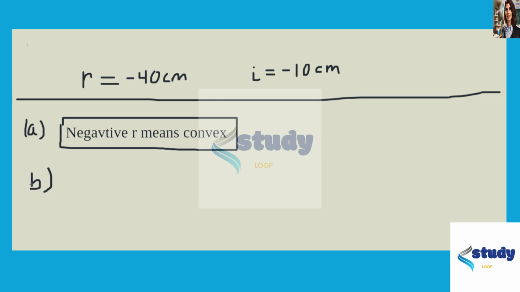Part B wants us to calculate the focal length. By definition, the focal length is equal to 1/2 the radius, or r divided by 2. So this is why it's convex, because a negative radius means negative focal length. You can tell by this equation. So the focal length is negative 20 centimeters.